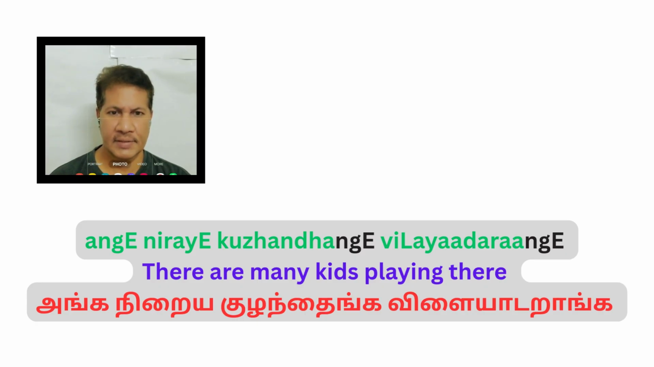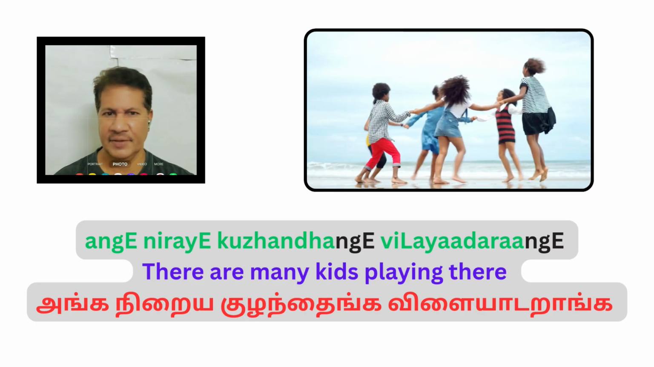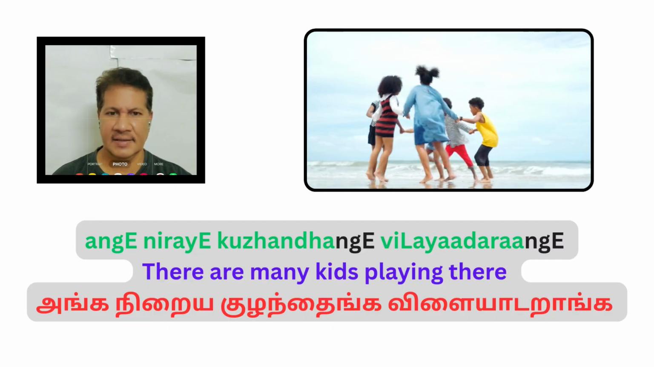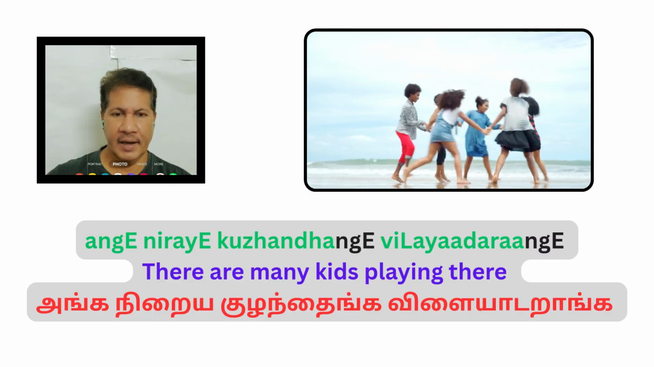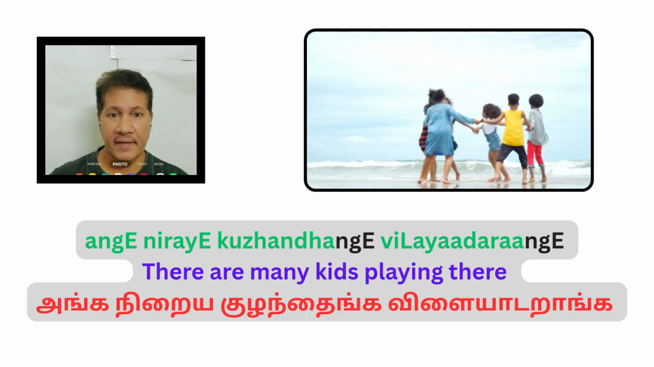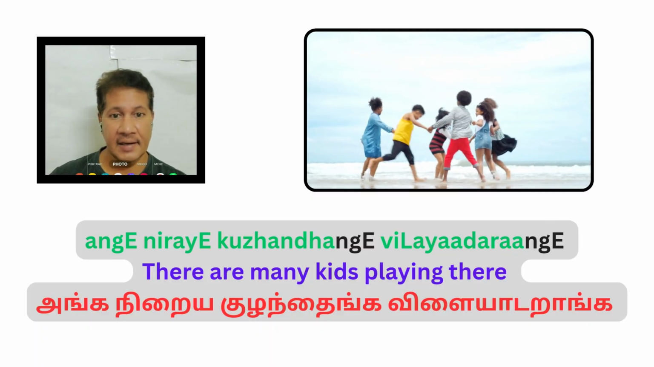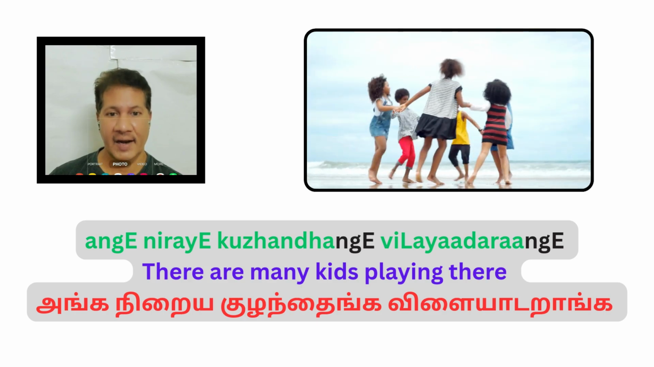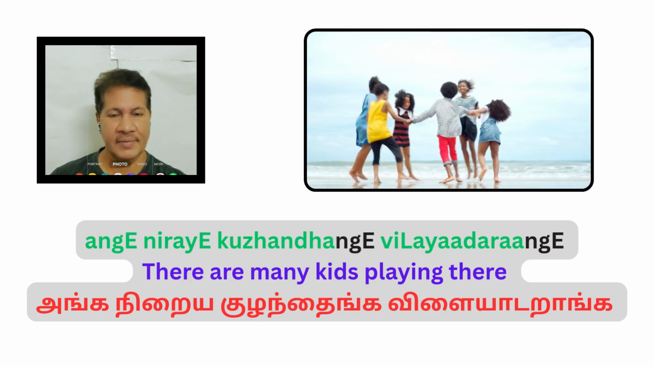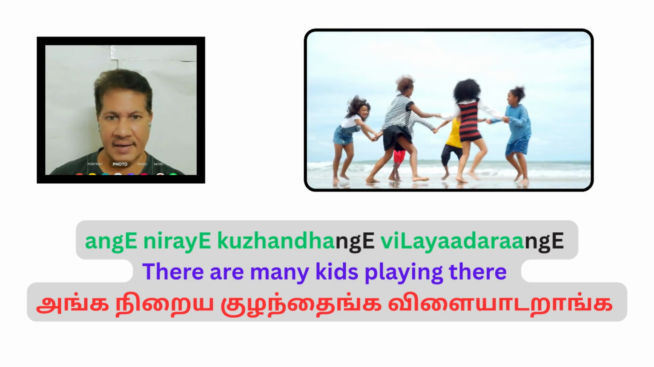Talk about humans, we always use plural. There is no exception. You have to use plural. So it's very easy. You go by the rule. அங்க நிறைய குழந்தைங்க விளையாடுறாங்க. There are many kids playing there. So both becomes குழந்தைங்க விளையாடுறாங்க.